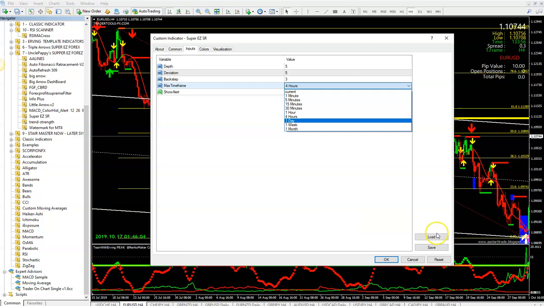All right. Which of the 3 arrows is the trigger arrow? Well, in my opinion, it's all about the time frame.